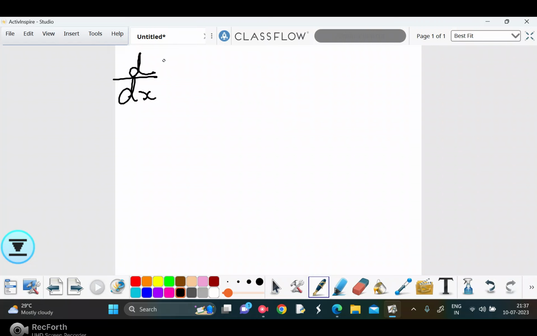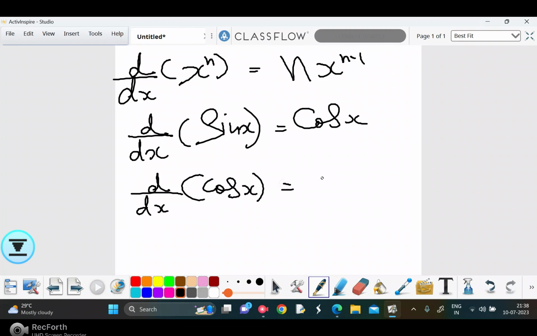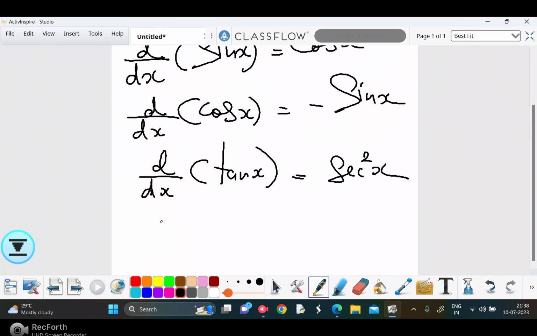Take down: d by dx of x to the power n is equal to n x to the power n minus 1. Differentiation of sin x is equal to cos x. Derivative or differentiation of cos x is equal to minus sin x. Derivative or differentiation of tan x is equal to secant square x.